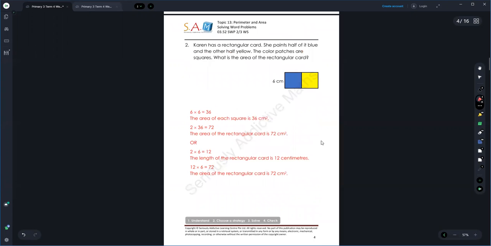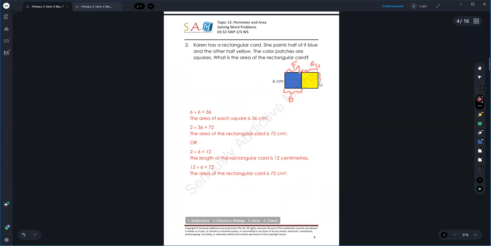For this question, again, it's important for you to read the question with them. Karen has a rectangular card, paints half of it blue and half yellow, and the color patches are square. So ask them, what does square mean? Square means all sides are the same. So if this is 6 cm, this must be 6, this must be 6, and all the 6. So please label it out for them, to show them that they are actually equal.